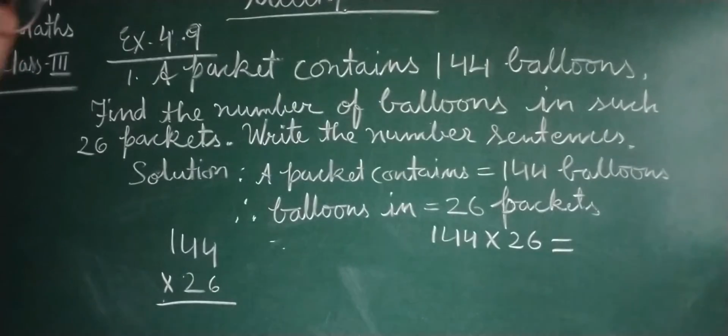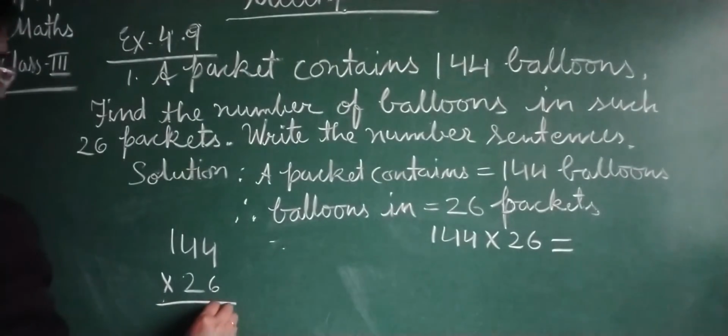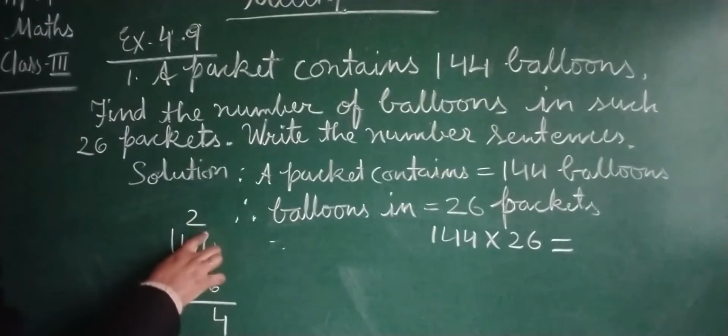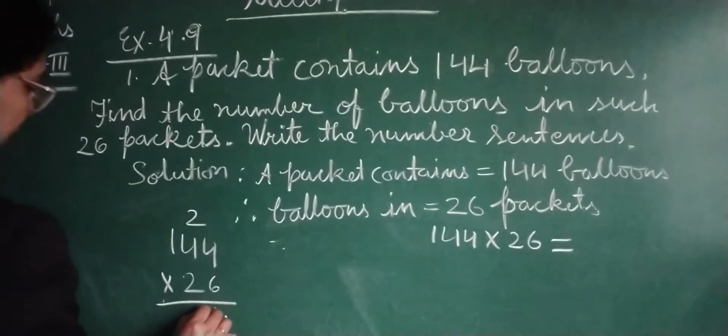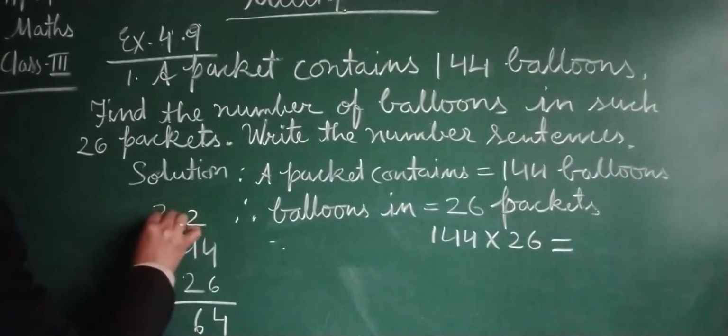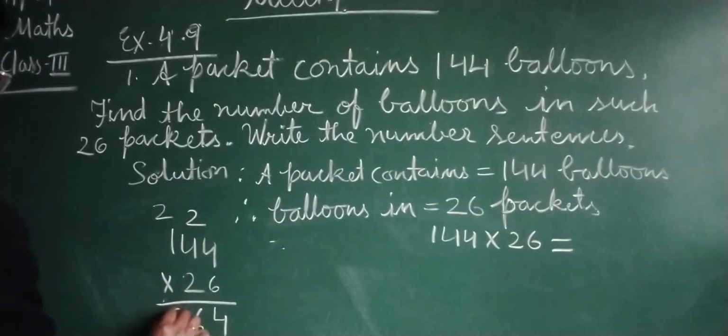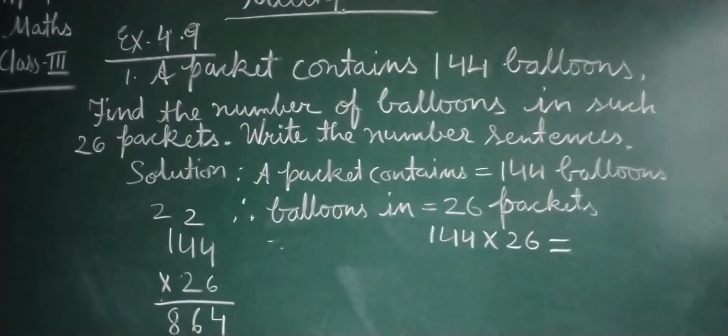Now children, let's start. 6 4s are 24, 2 is the carry. 6 4s are 24, 24 and 2 is 26. Again 2 is carry over. 6 1s are 6, 7 and 8. Now you will multiply by the second digit.